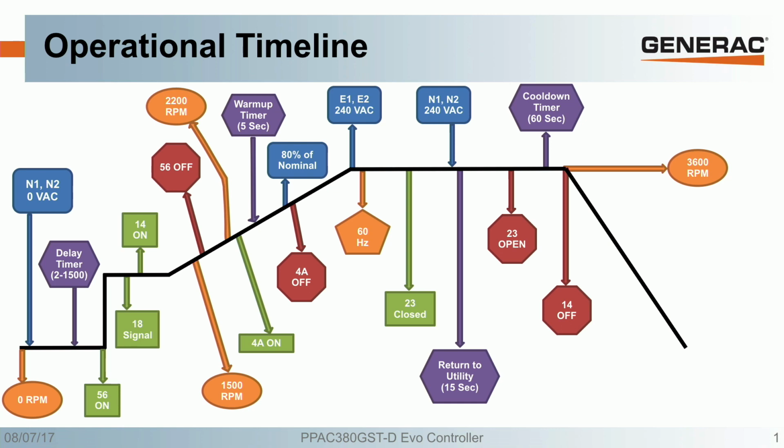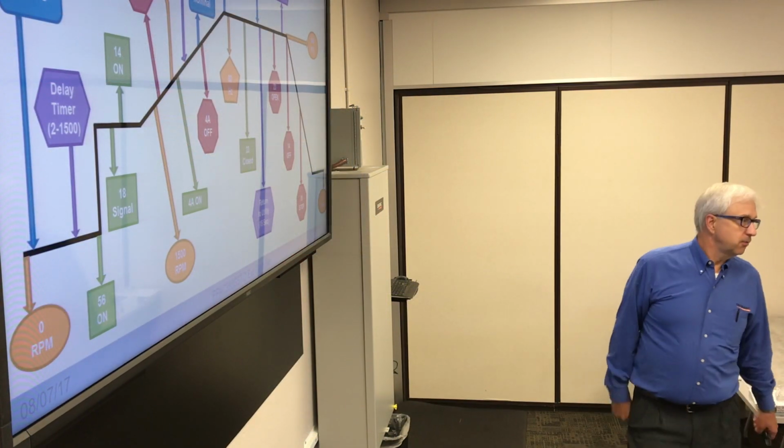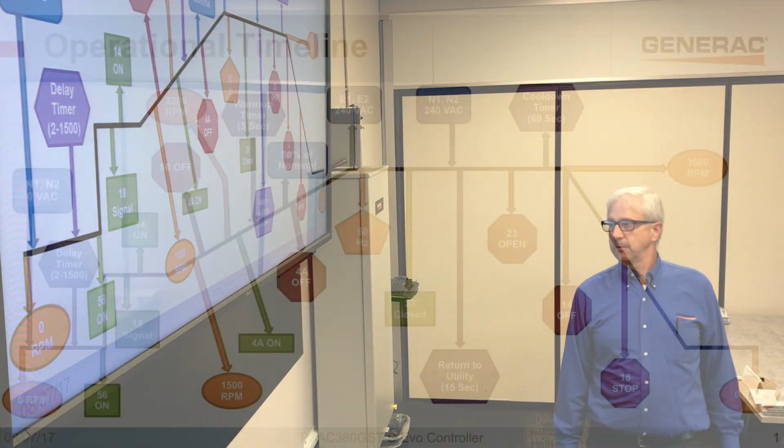And then we turn off wire 18. After we're sure that wire 14, or the fuel, has been burned off, we turn off wire 18, and then we are set to go all the way back to 0 RPM. That is the operational timeline.